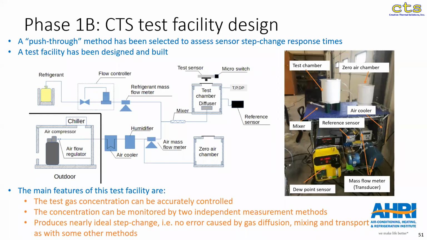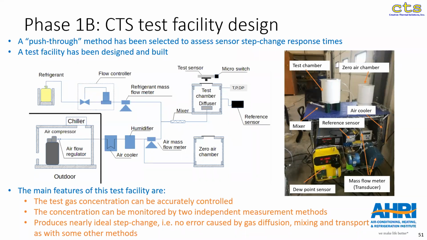This here is for phase 1B, so that was that first phase where we started to work with actual hardware. And again, the initial task was to create a facility that can give us reliable step change responses. That sounds on paper very easy, but once you actually set up something, it is a little bit more tricky. What we decided to go with here is what we call a so-called push-through facility.